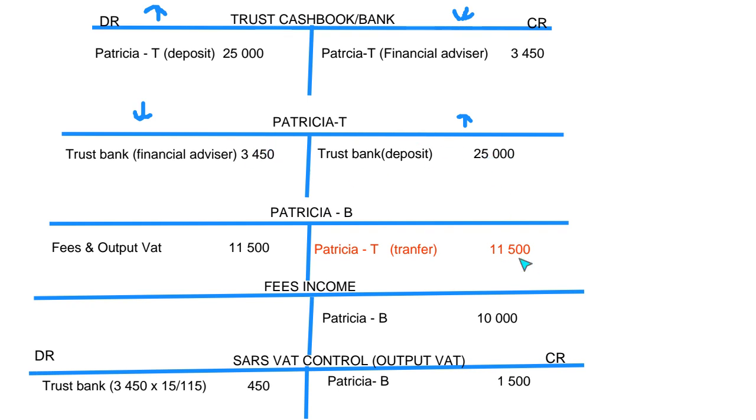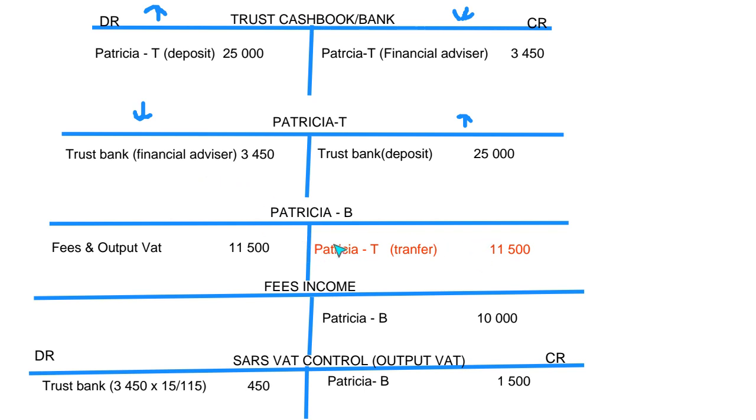Remember, you are not allowed to transfer more than the client has in her account. That will constitute what we call an irregularity. So make sure that at all times you check the availability of the funds before you transfer. We did transfer 11,500 here because Patricia has got enough money in her account. I hope it makes sense. Can you see now?